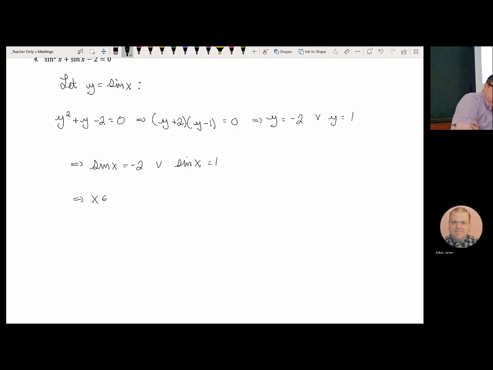Check. Sine can never be -2. Where is sine equal to 1? Sine is 0 at those 2 points. Oh, of course. Yeah, pi over 2 and 3 pi over 2. What's sine of 3 pi over 2? It's negative. We have a single solution. X is pi over 2.